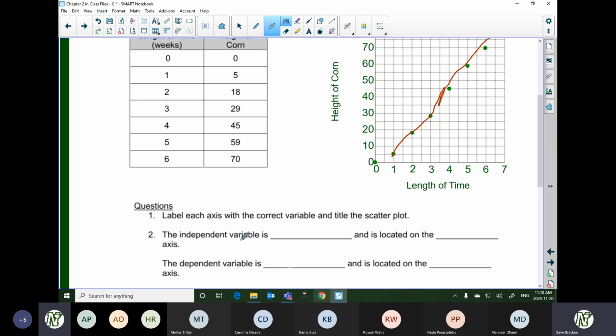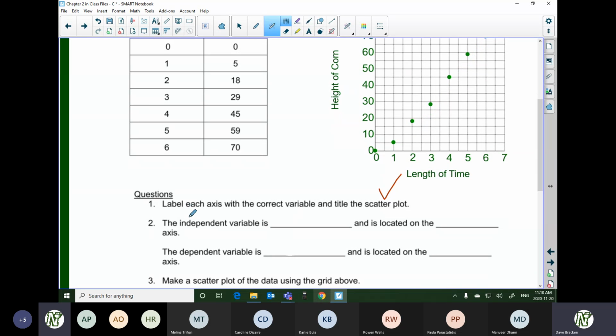Let's answer some questions. Label each axis with the correct variable and title the scatter plot. We did. The independent variable is what? Which is our independent here? Length of time. It's the first one in our scatter plot. And it's located on which axis?